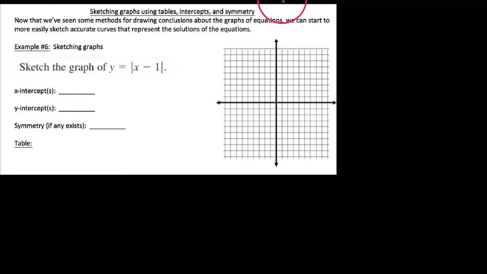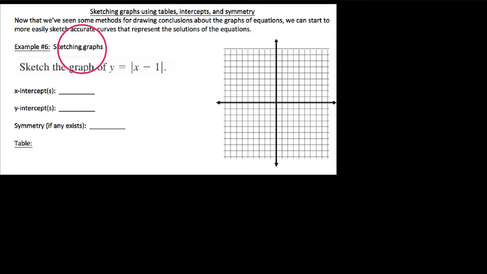Okay, YouTube, in this video we're going to look at sketching graphs of functions. Now that we've got an idea of how we can do this by making a table, looking at x and y intercepts, but also checking for symmetry, using all three of those things, we should get a really good idea what this graph would look like before we even sketch it, and then also be able to sketch it.